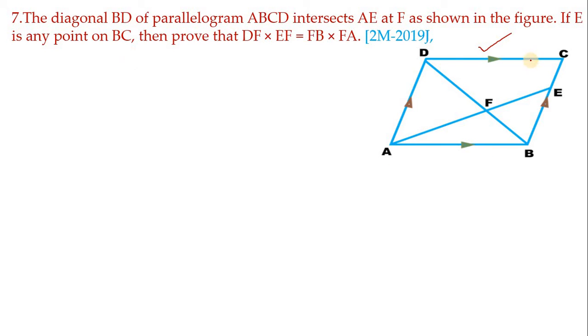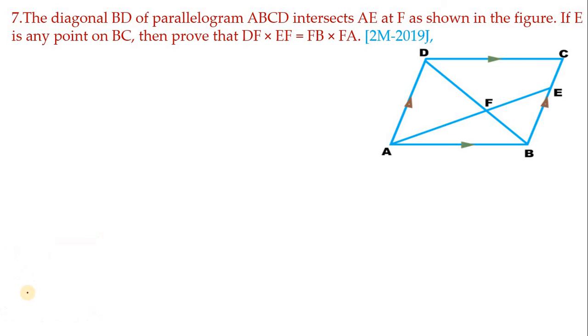Here ABCD is a parallelogram. This diagonal BD, where is BD? BD is this, the diagonal BD, intersects AE at F. I repeat again, ABCD is a parallelogram. BD is a diagonal. This diagonal intersects AE at F. And E is a point on side BC. Now what we want to prove is DF into EF is equal to FB into FA.